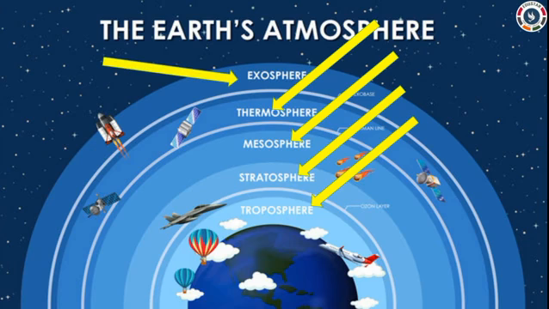The last layer is exosphere. Exosphere is the fifth and outermost layer of the atmosphere. It is very thin and has very little air. Satellites that orbit the Earth are present in this layer.